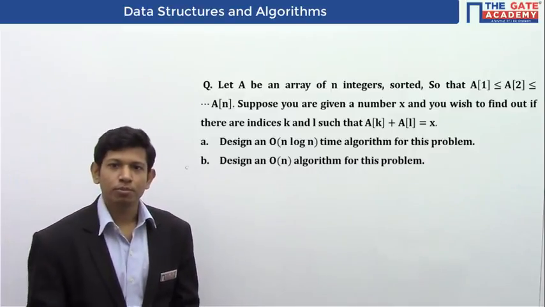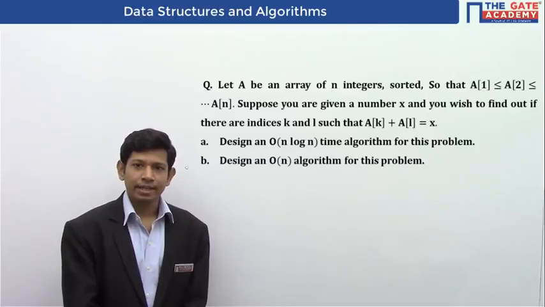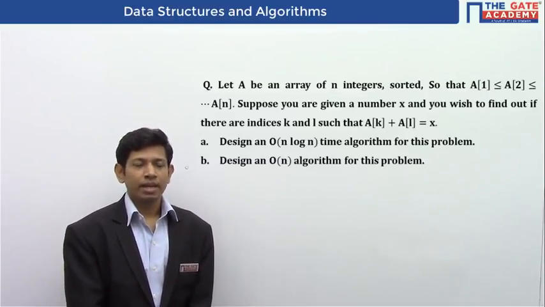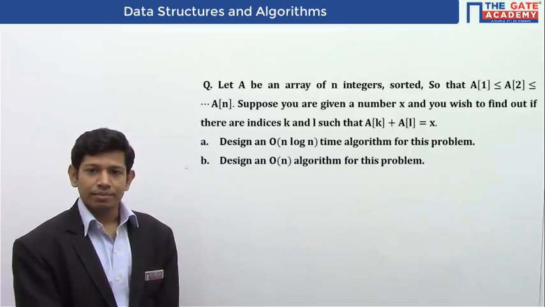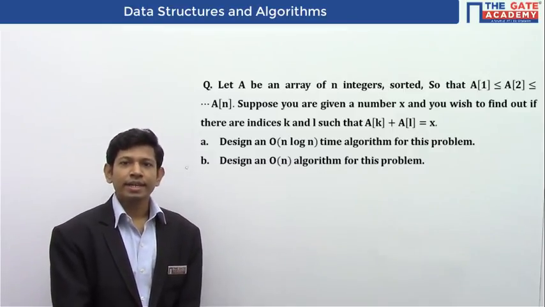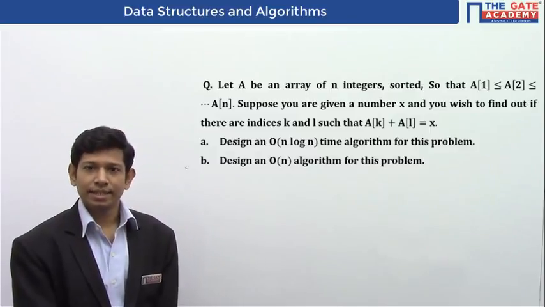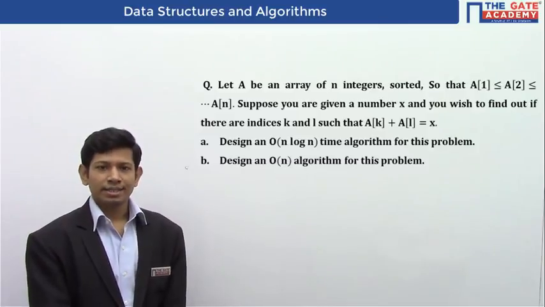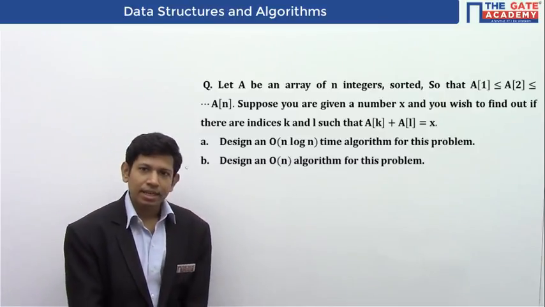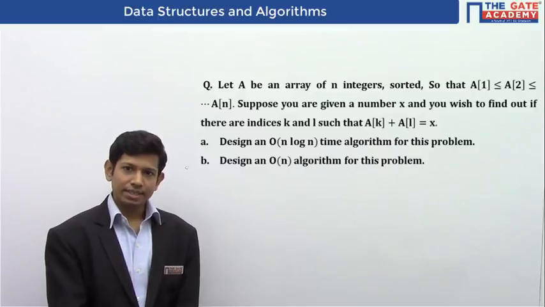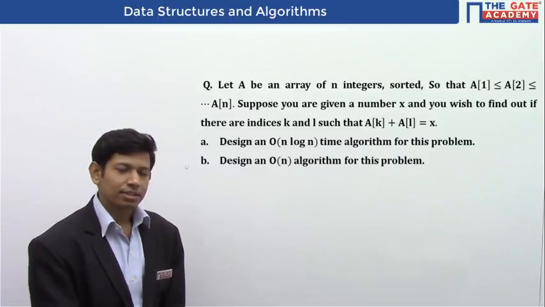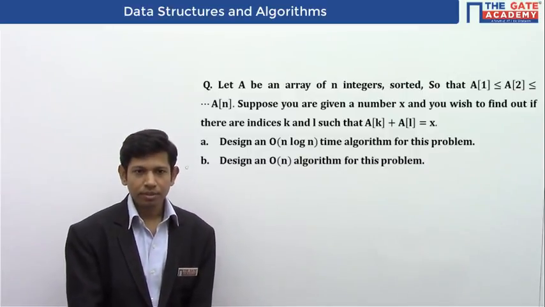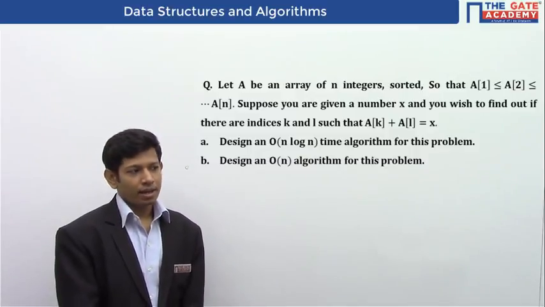So if we look at this problem, we are given a sorted array having indices from 1 to n. So what are we given? We are given an array of n elements. It's also sorted in increasing order. That is, A1 is less than A2, A2 is less than A3 and so on. Now, they are asking that given a number x, we have to find two indices k and l such that the sum of a of k and a of l is x. Now let's see how we can get this output.